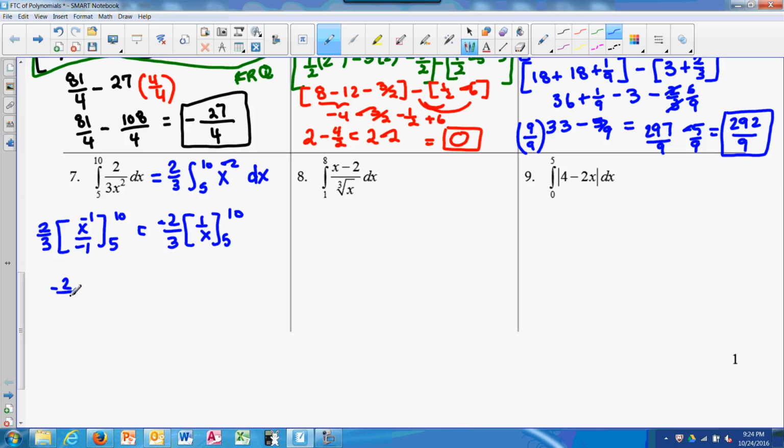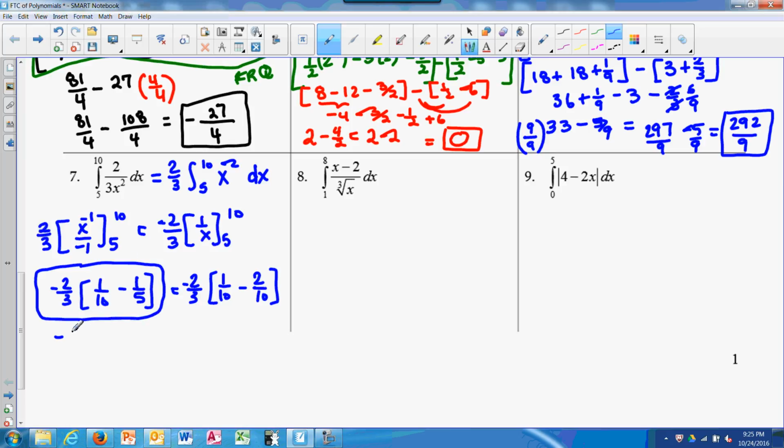So I have the negative 2/3 top, which is 1 over 10, minus bottom, which makes 1/5. So that's 1/10 minus 2/10. So again, this would have been my free response answer. So now I have negative 2/3 times negative 1 over 10. That's positive 2 over 30 or positive 1 over 15. And that's my multiple choice answer.